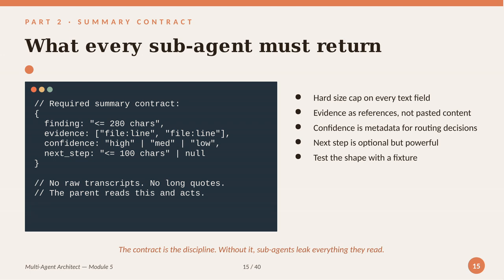Usually it doesn't. Confidence as metadata. The parent uses confidence to decide what to do next. High confidence on a verdict means proceed. Low confidence might mean dispatch a second subagent for a confirmation pass. Confidence isn't decoration, it's a routing signal. Test the contract.